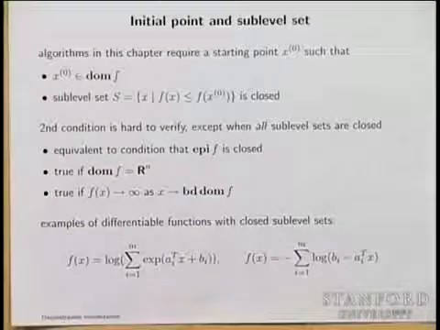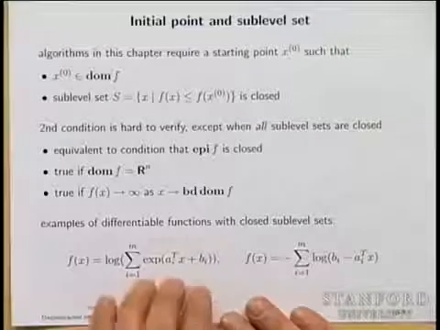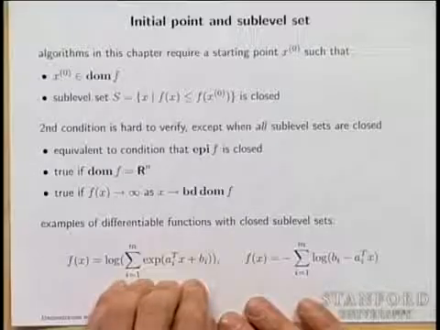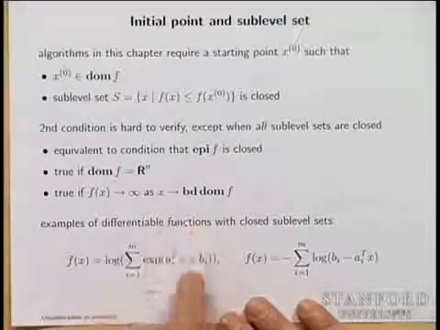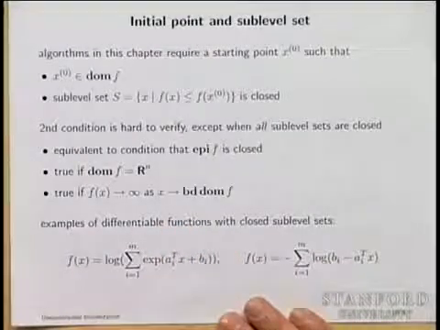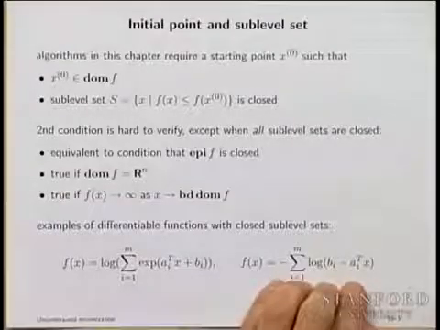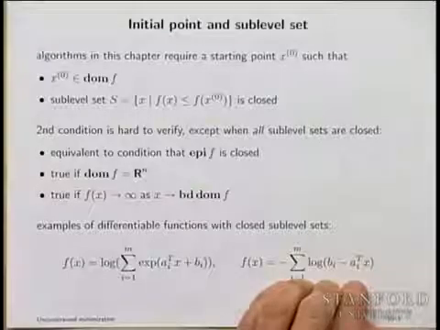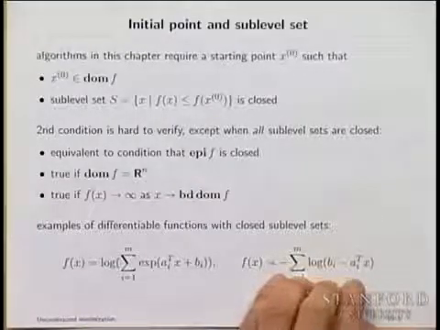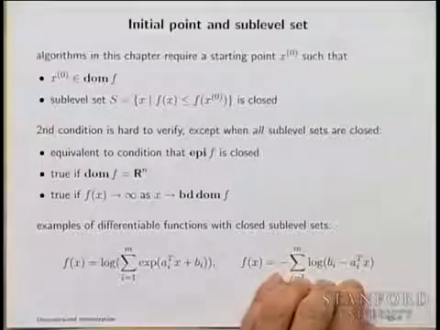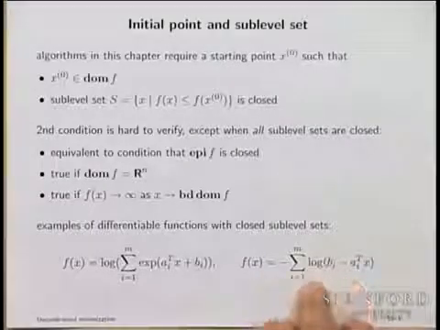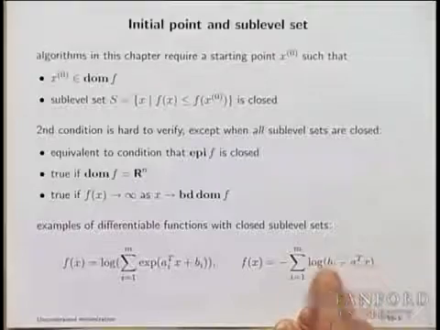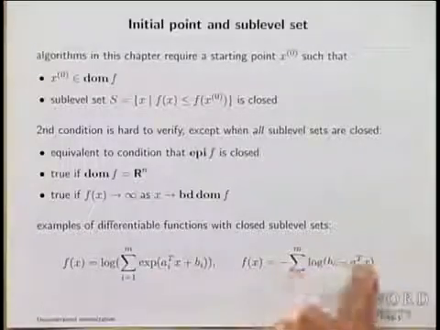Okay, so here are some examples. This one is easy, log sum exp of a bunch of affine functions. That's closed because, in fact, the domain of this is everything. So that's automatically closed. This function is much more interesting to understand why it has closed sublevel sets. First of all, the domain is not everything. The domain is an open polyhedron here. So it's the set of points x for which a_i transpose x is strictly less than b_i.